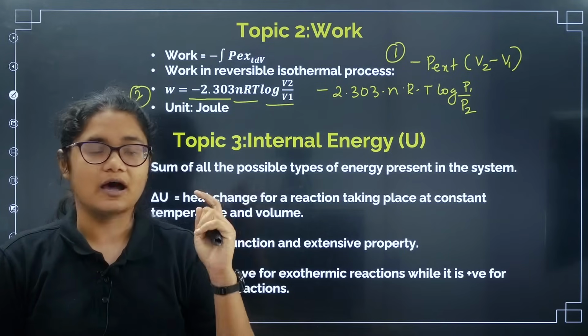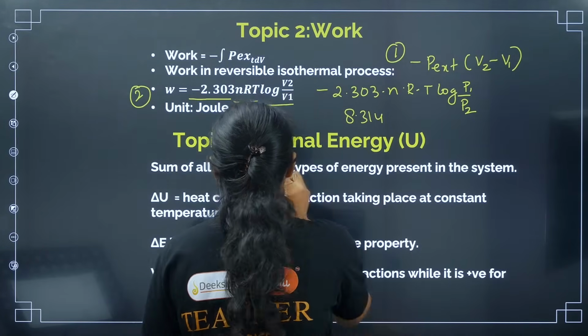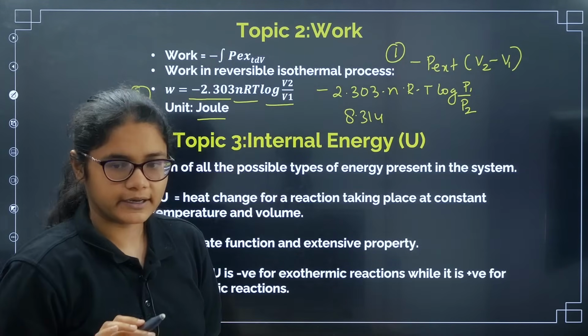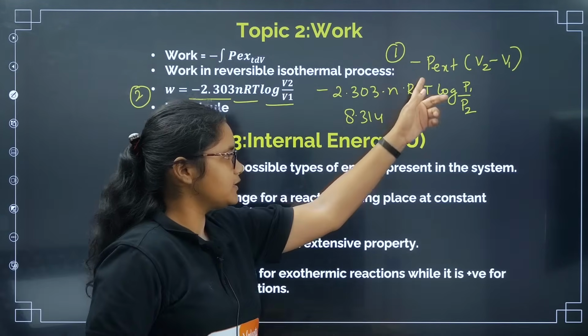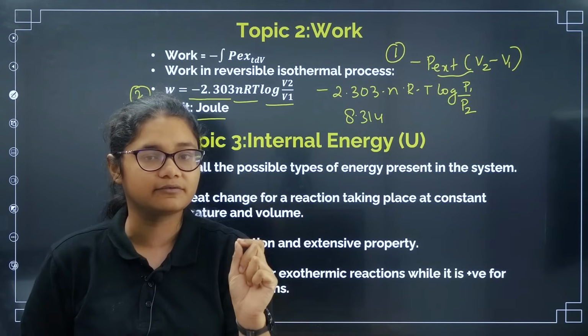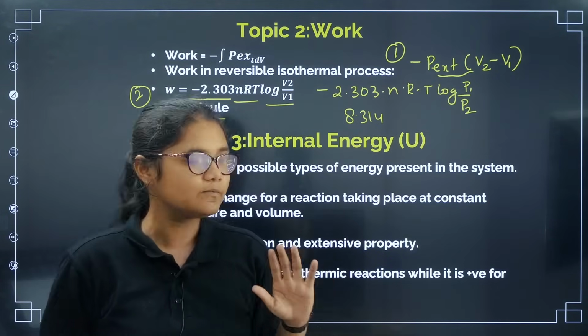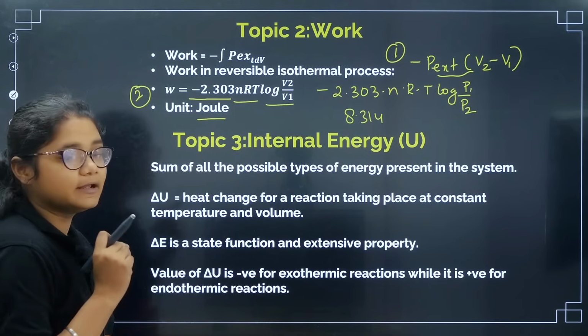You have to just know the R value. Also I'll tell you what the R value will be here, 8.314. Okay, units of work done will be joule. Clear? So now either you can use this formula or that formula based on the question. If isothermal reversible is mentioned, then this formula. If nothing is mentioned, then that formula. Clear? Okay. Now let us go to the internal energy.